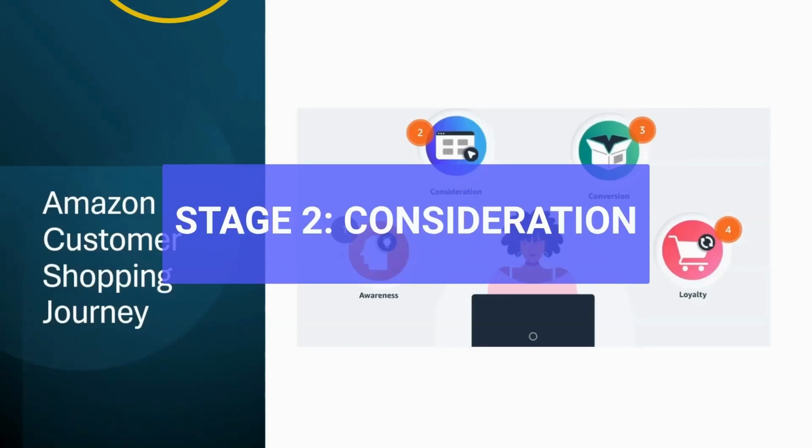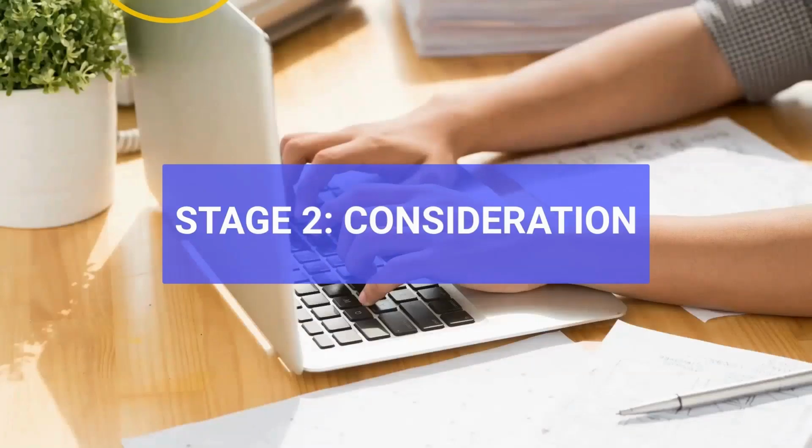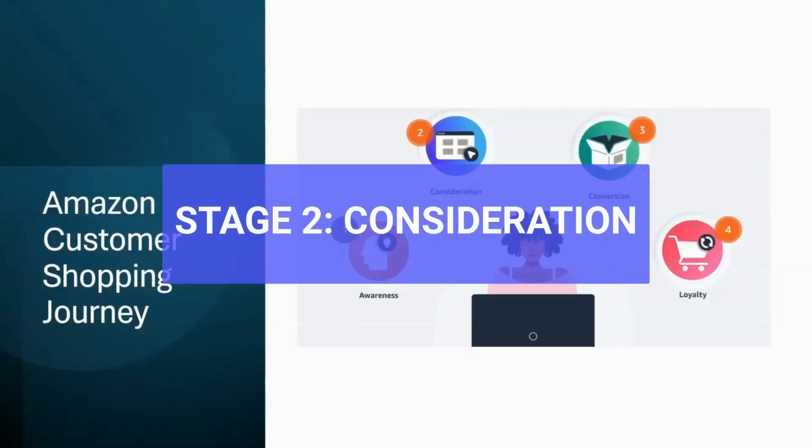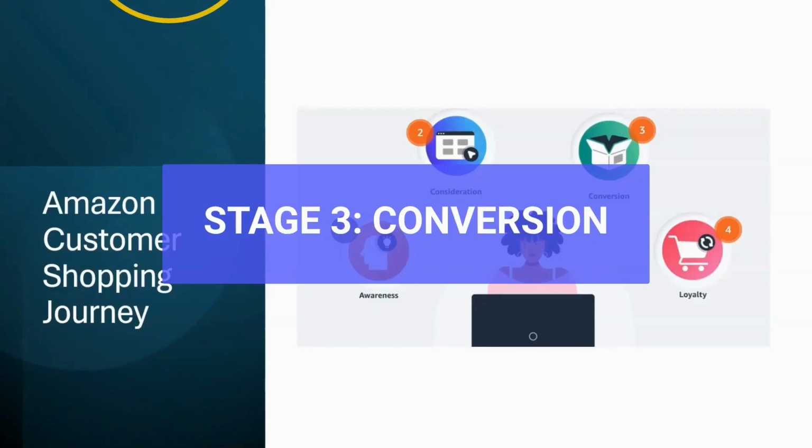Stage 2 is consideration. Now that they've clicked on a few products, they're starting to do a little bit more research. They're starting to read titles and bullet points. They're looking at your product listing images. They're checking reviews and star ratings. They might even compare prices and products, open a few tabs, and do a little bit deeper research. They might even add a product to cart, but they're still thinking about it. They haven't necessarily made a purchase yet.